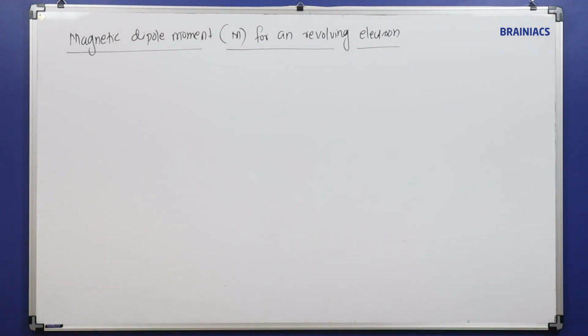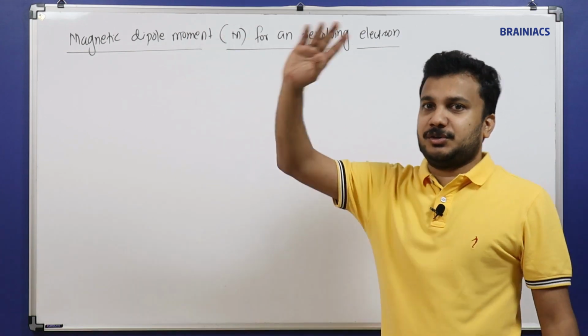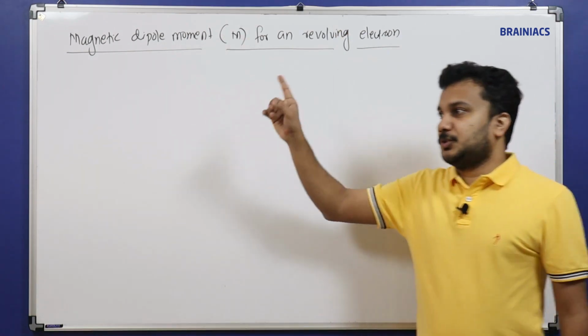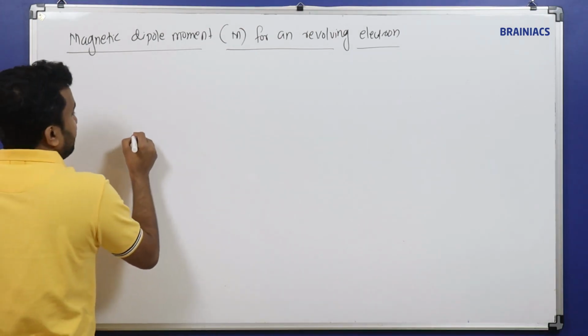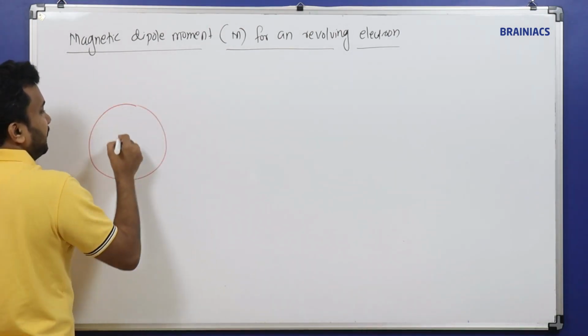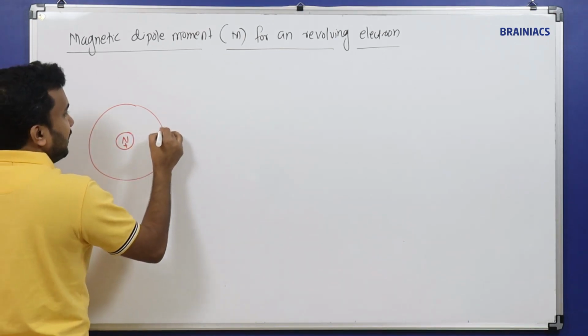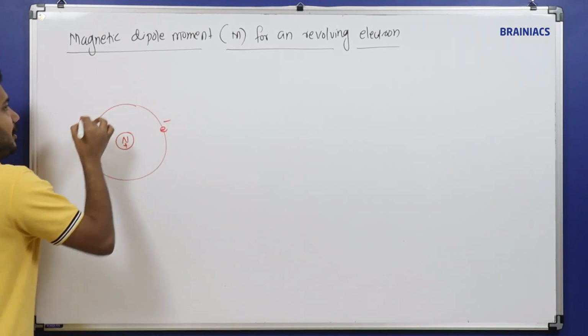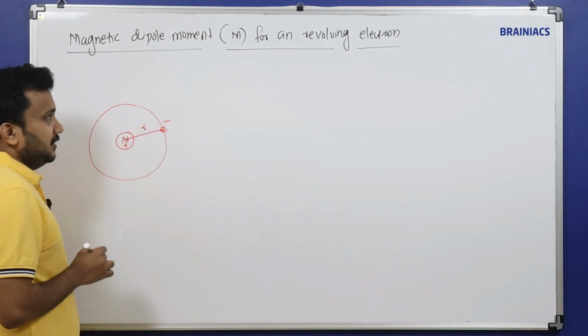Electrons will revolve where actually? Electrons will revolve around an atom. An atom consists of a nucleus, and around the nucleus there are lots of orbits. So electrons are rotating around the orbit. Let's have a look. We have an atom, at the center we have a nucleus with positive charge, and electrons are revolving around the nucleus at a distance of r meter away from the nucleus.